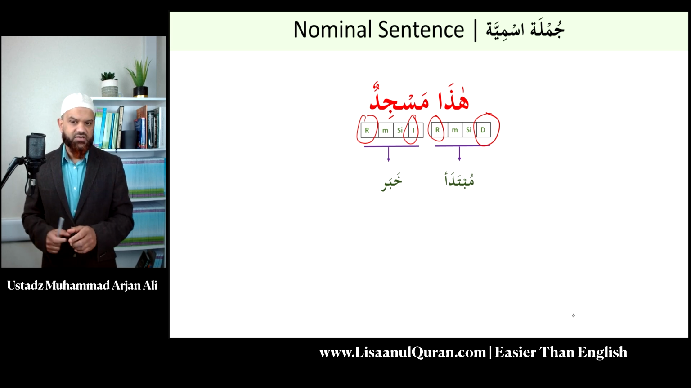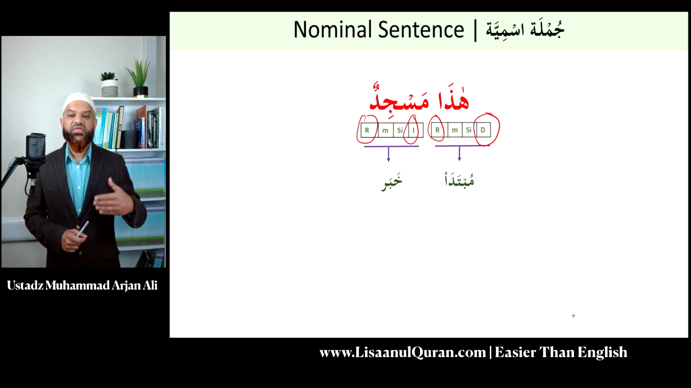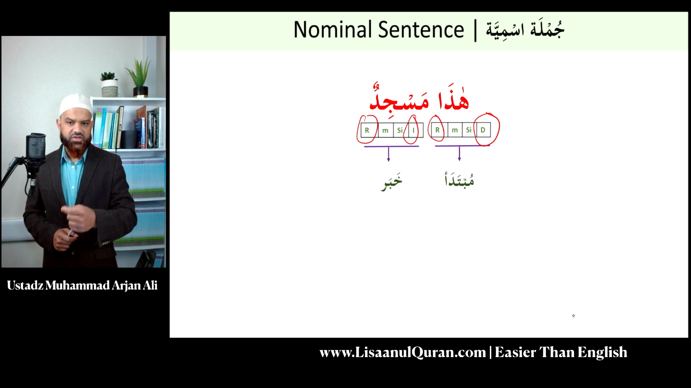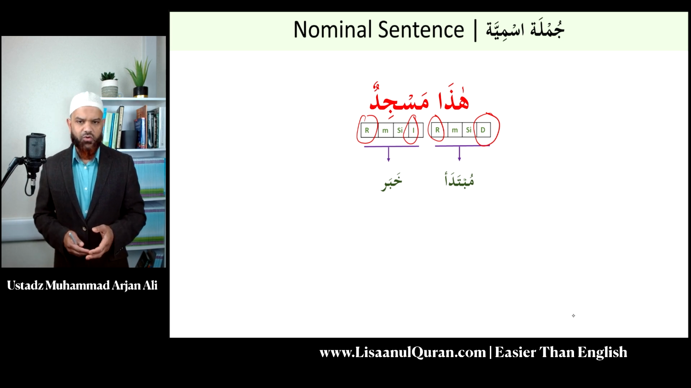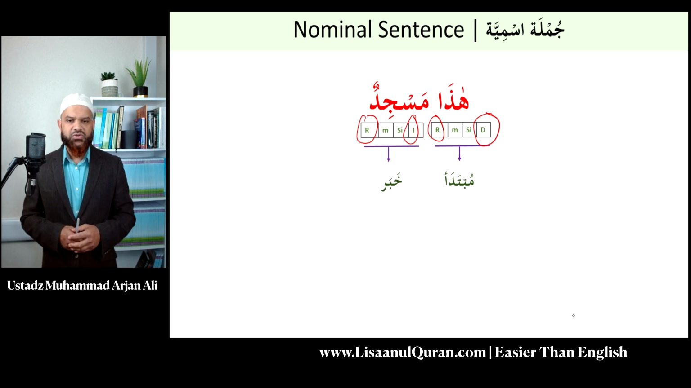So we've got our mubtada and the khabar coming together, forming the Jumlah Ismiyyah. We will translate this as this is a mosque. Remember, is or are is placed between the mubtada and the khabar. We've done some examples of this already right at the beginning when we introduced the Jumlah Ismiyyah. Now in this lesson, inshallah, I'm briefly going to go through how the different pointing words are used, matching the number and the gender.